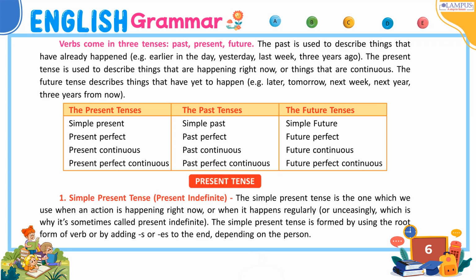Present tense. 1. Simple present tense, present indefinite. The simple present tense is the one which we use when an action is happening right now, or when it happens regularly, or unceasingly, which is why it's sometimes called present indefinite. The simple present tense is formed by using the root form of the verb or by adding s or es to the end, depending on the person.